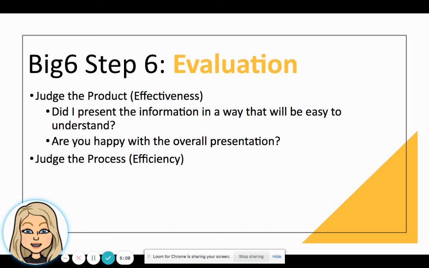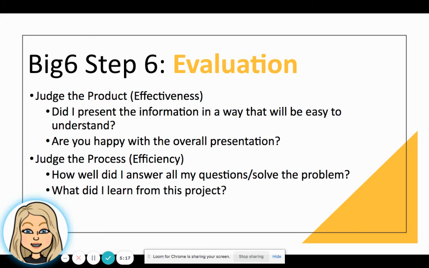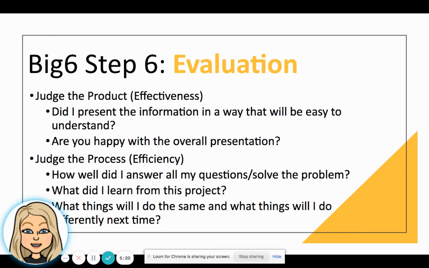And then you want to go back and judge the process. Were you efficient in your research process? So how well did I answer all my questions or solve the problem? What did I learn from this project? And what things will I do the same? And what things will I do differently next time? Like I said, this is an ongoing learning experience. So I don't expect you to be research pros from the very beginning. It takes time. So put in the work and then evaluate it. What did I do? What worked? What should I do differently next time?